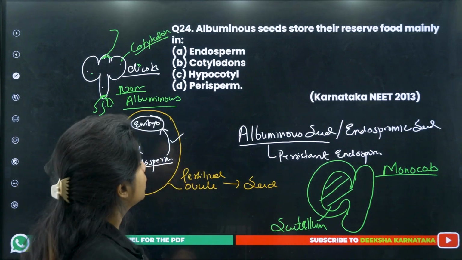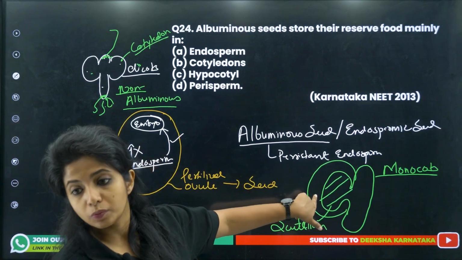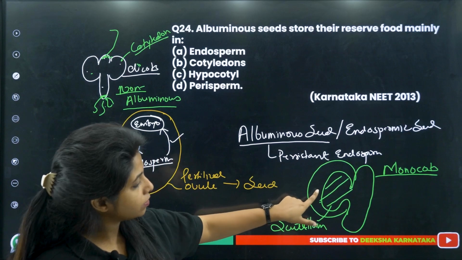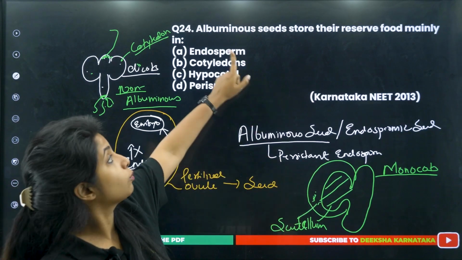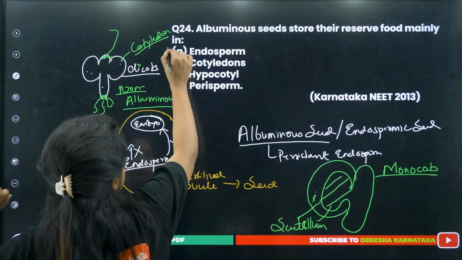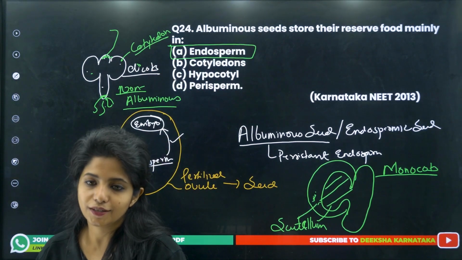Okay, so now albuminous seeds store their reserve food mainly in what, children? Endosperm, because they still have endosperm. The second category is cotyledon, but here endosperm is playing the major role. If the question was non-albuminous seeds, they store their reserve food in cotyledon. So this is the answer for this. It came in the year 2013, Karnataka NEET.